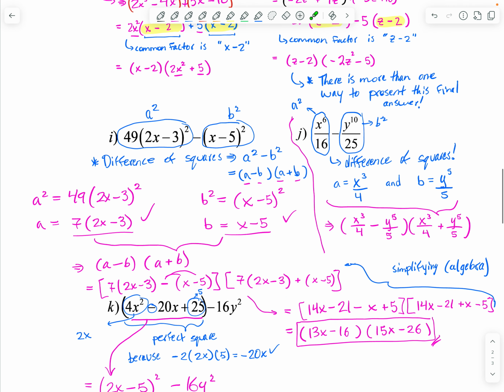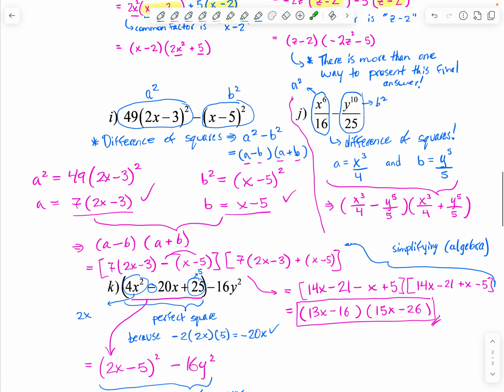Okay, here, this is also a difference of squares. Don't worry that it's a fraction. I can take the square root of this, and I can take the square root of this. So a would be x cubed over 4, b would be y to the 5 over 5, and then I could write this as a minus b, a plus b. That's it. That's all.